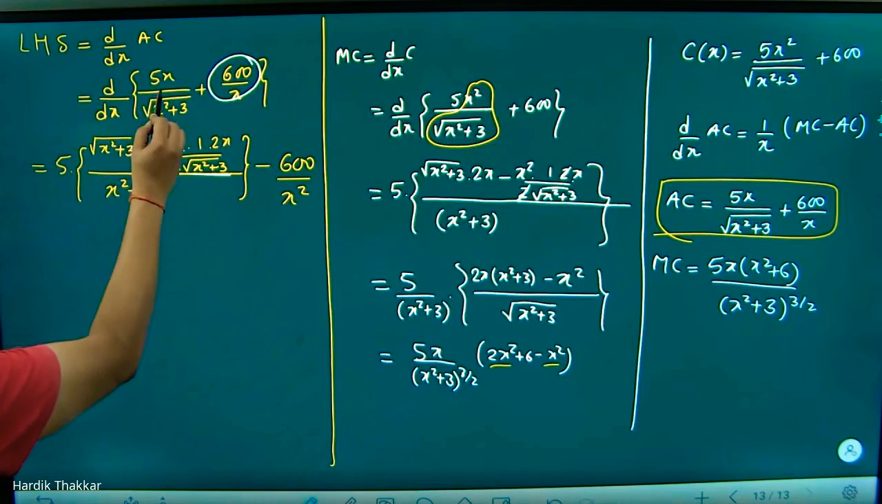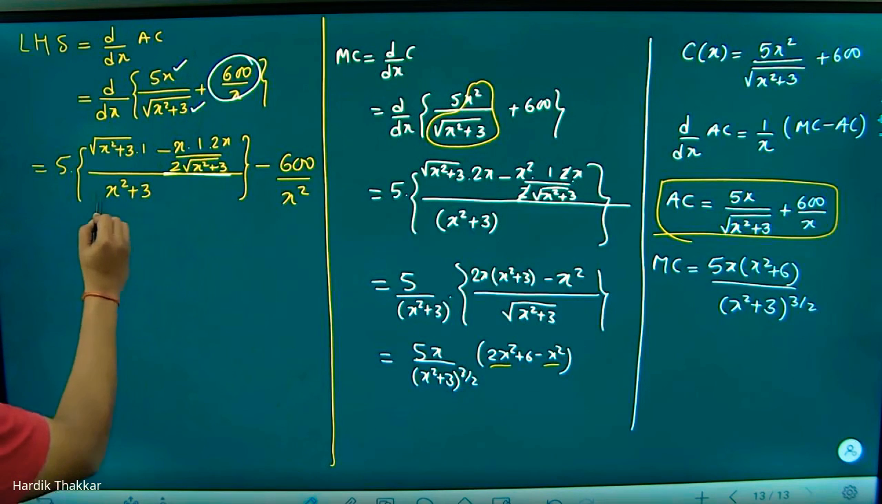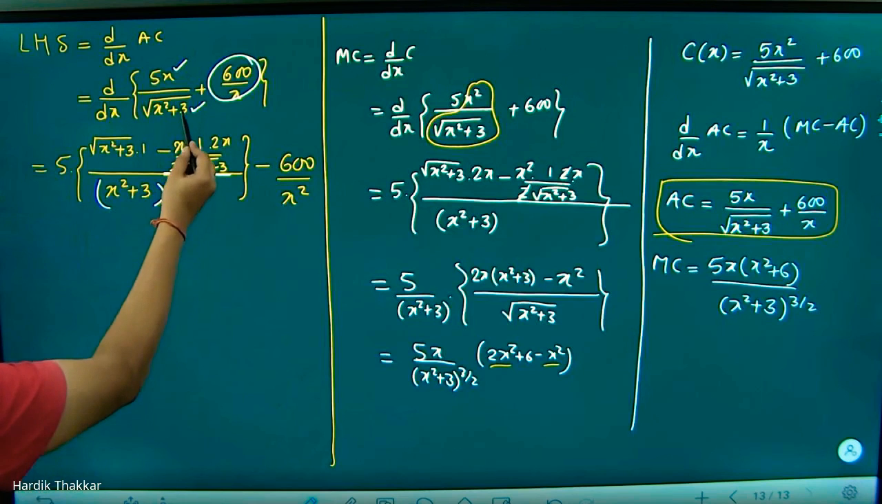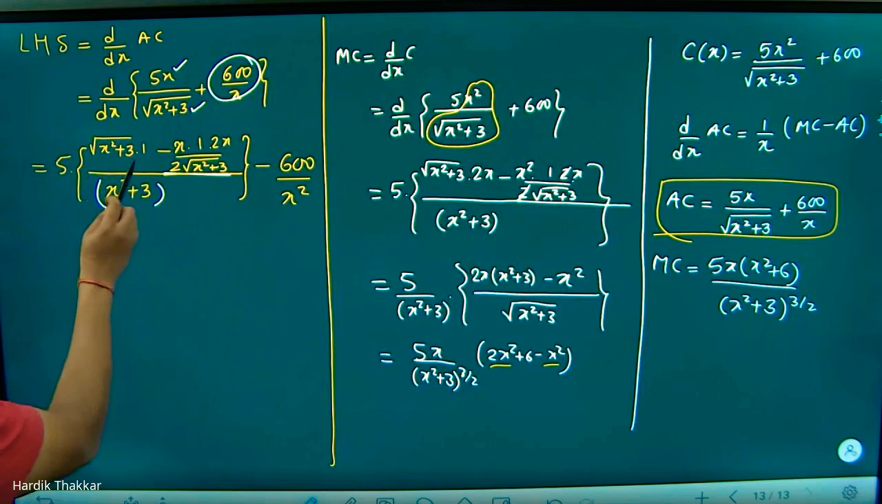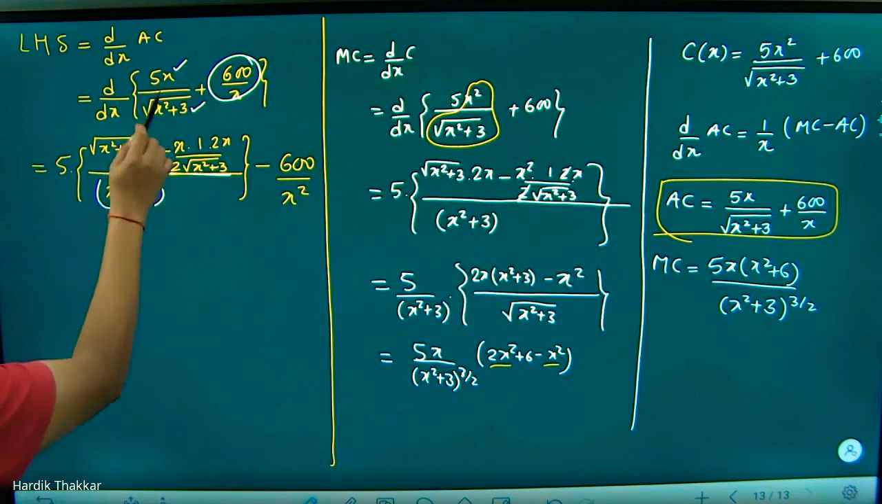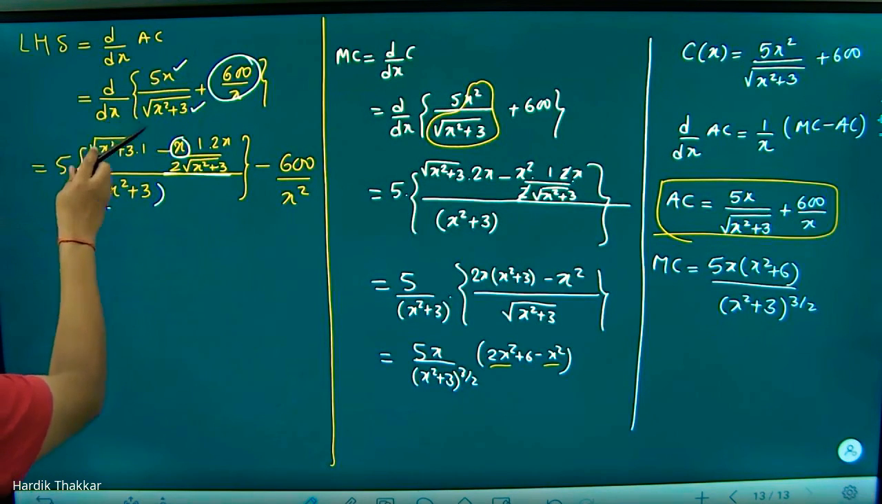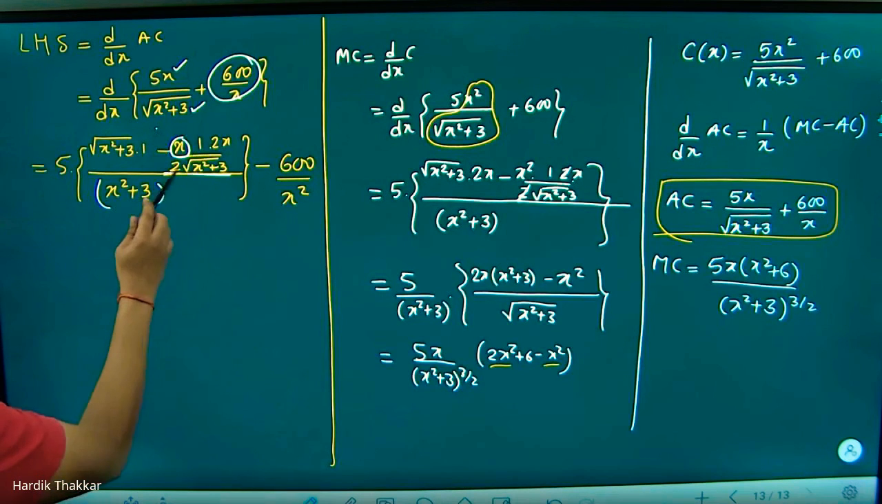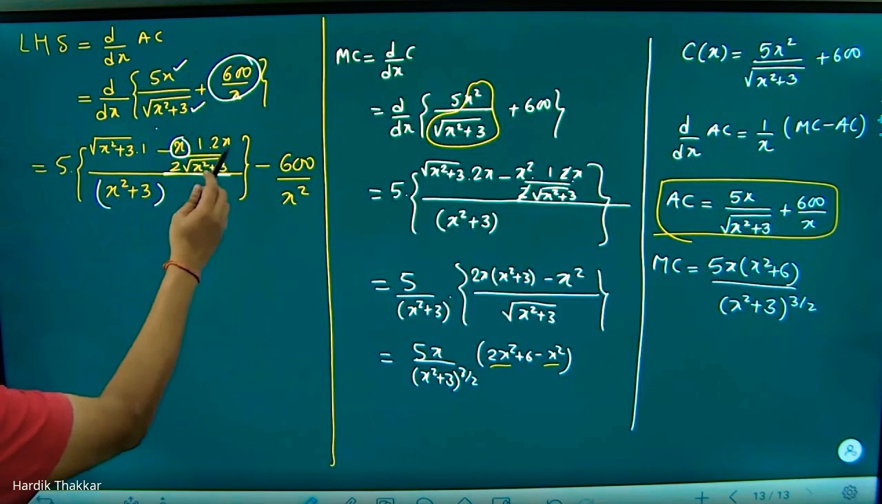After d by dx, you have taken 5 outside. We have taken 5 outside, so this is our numerator and this is denominator. So first the square of denominator will be there, so square of this root will be like this, and in numerator it will be denominator and derivative of numerator. So derivative of x is 1 minus numerator is x and derivative of this denominator. Here the derivative of this part will be 1 upon 2 root this term. We have applied chain rule, and derivative of x square plus 3 will be 2x.